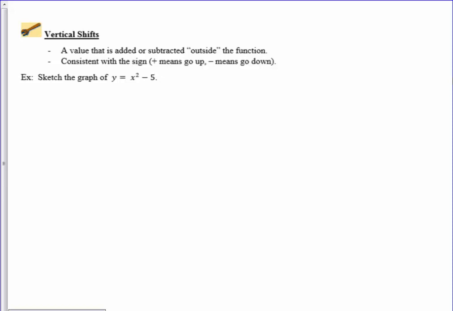So let's consider the graph of y equals x squared minus 5. The first thing to do is to identify your basic shape. Well, because the highest power is squared, then we know the basic shape is y equals x squared. And I will first graph that. So y equals x squared, we know it starts at the origin. It's parabola shaped.